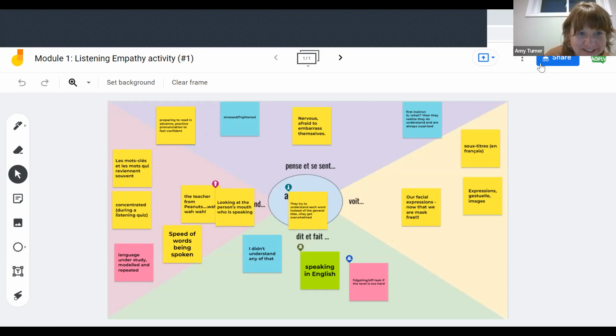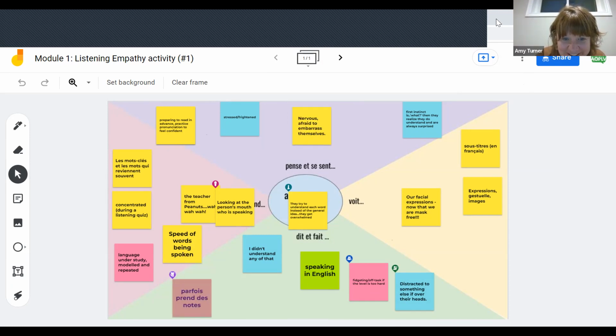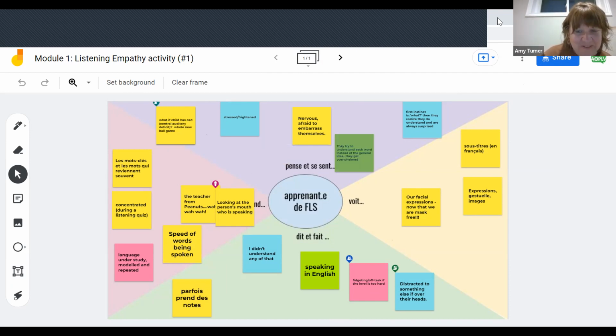Stressed, frightened. Yeah. Responding in English sometimes. Yes, that can be a coping mechanism as well. Yeah, and sometimes distracted, sometimes also taking notes. Yes, definitely. These are great contributions.